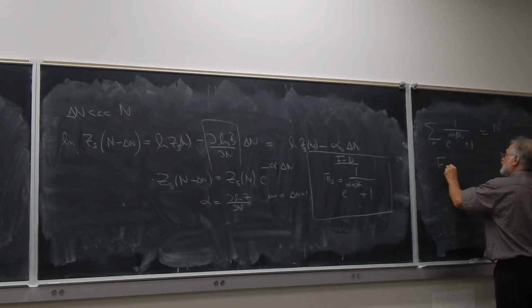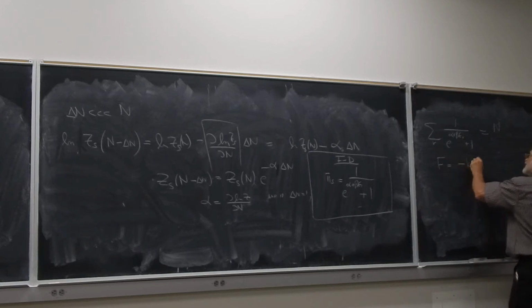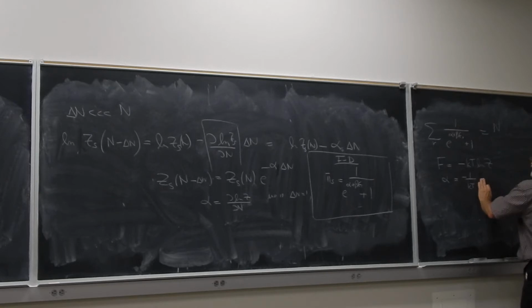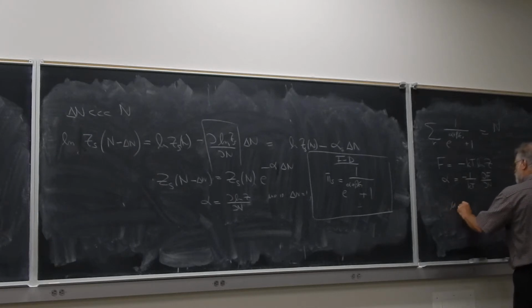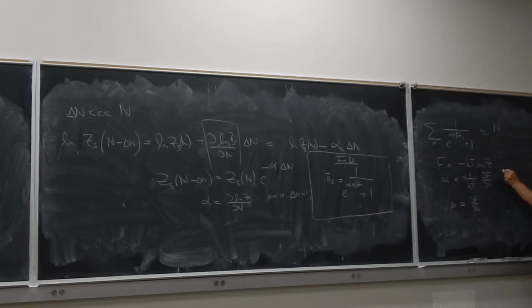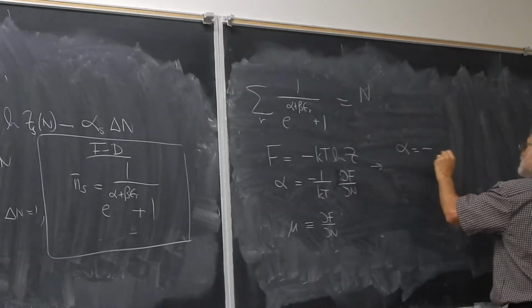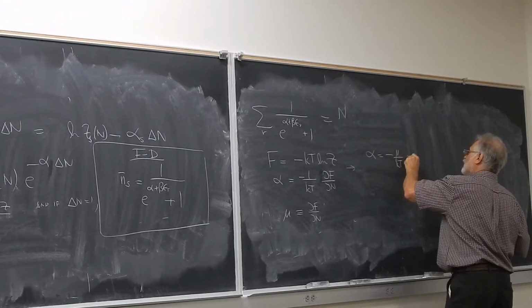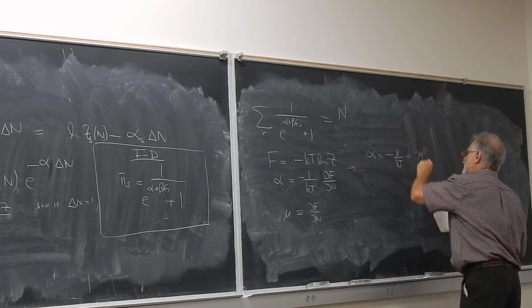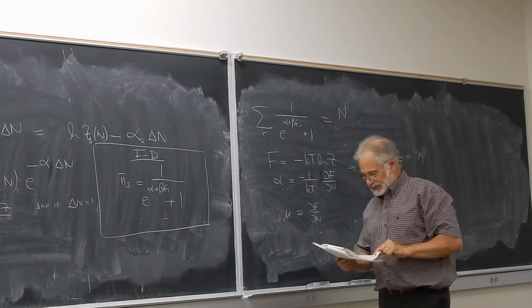Now, since the Helmholtz free energy can be written as minus kT log z, I can write alpha as minus 1 over kT dF/dn. So it's a derivative of the Helmholtz free energy with respect to the number of particles. By the way, we know this from before. We've defined the chemical potential as dF/dn. And so what this is saying is alpha turns out to be minus mu over kT, or minus mu times beta, the chemical potential.